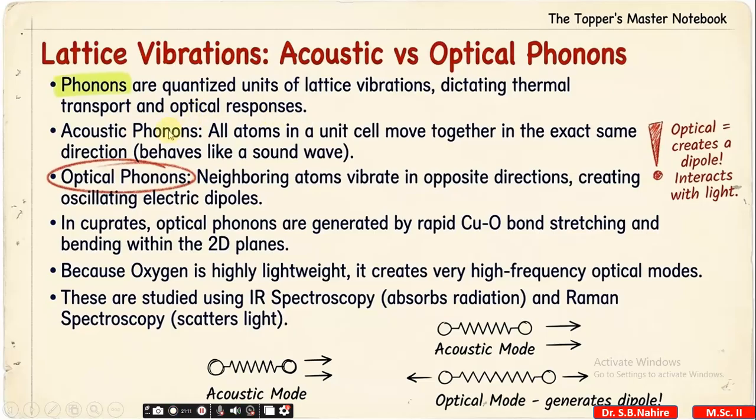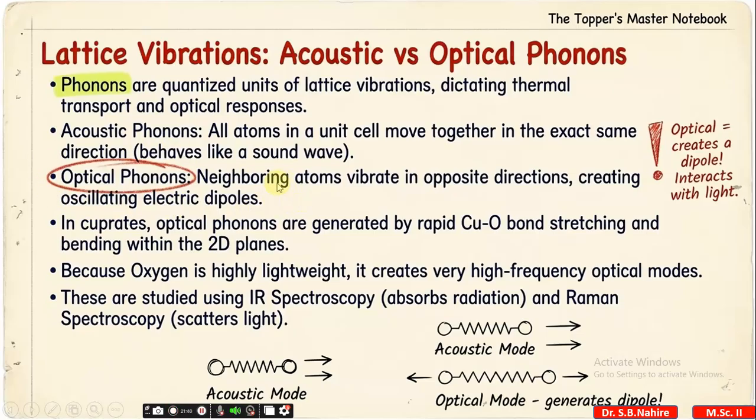Now next, acoustic phonons. In this case, all atoms in the unit cell move together in the same direction. This motion is similar to a sound wave, so they are called acoustic phonons. Now next, optical phonons. Here, neighboring atoms vibrate in opposite directions. Because of this opposite motion, oscillating electric dipoles are created. This is a very important point.